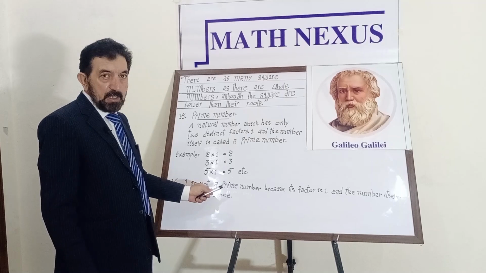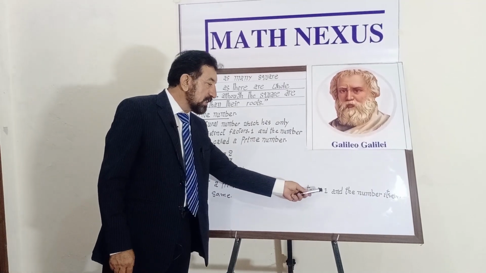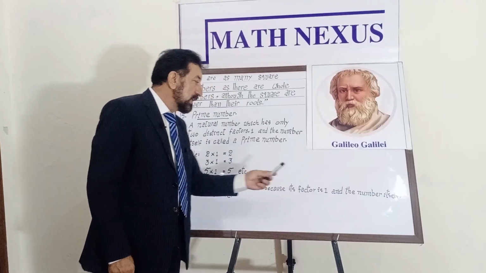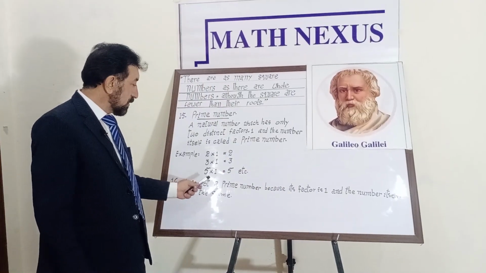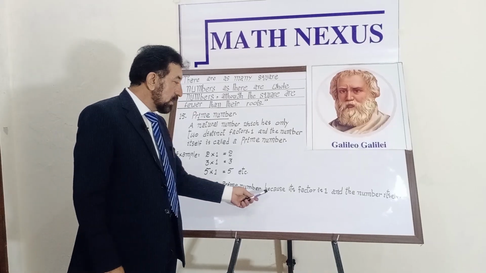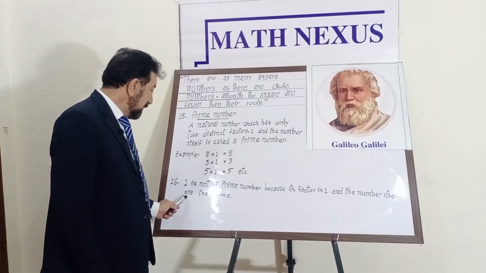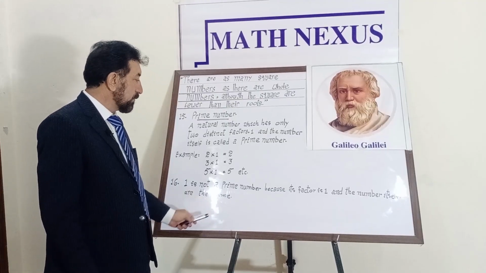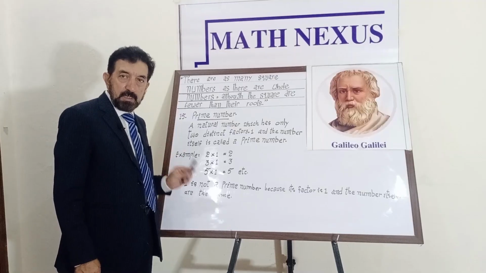1 is not a prime number because its factor, 1, and the number itself are the same. Therefore, 1 is not a prime number.